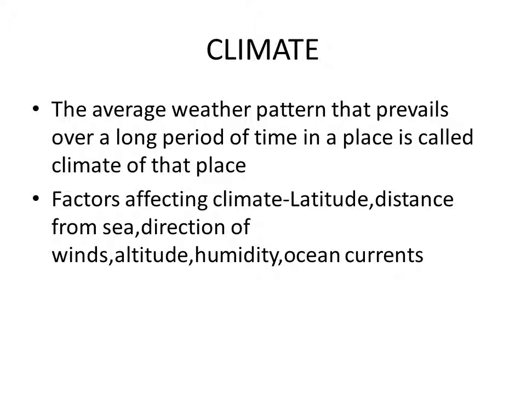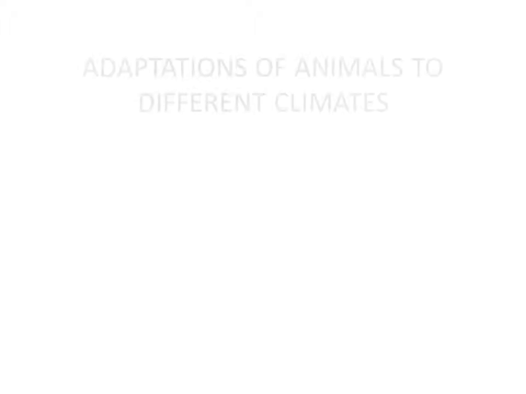Now, what are ocean currents? The air over warm ocean currents is warm and humid. When wind blows in from the warm currents, it makes the climate warm and wet. Similarly, the cold and dry winds that blow in from above the cold ocean currents make the climate cool and dry. So this is about the factors affecting the climate, like latitude, distance from sea, direction of winds, altitude, humidity, and ocean currents.